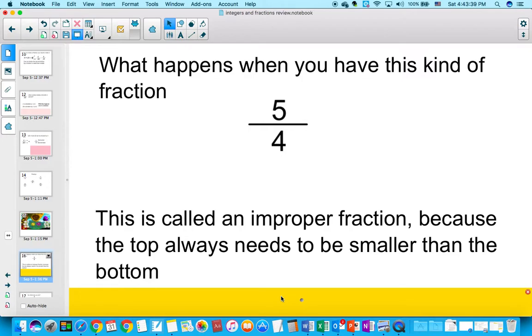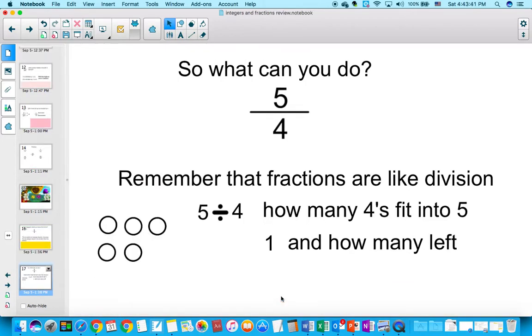So we fix it. How do we do that? Well, remember that fractions are division, right? 5 divided by 4. What it's saying is, how many 4s fit into 5? Well, 1, right? 4 fits into 5 one time. Well, how much do we have left? So I have 5, and I'm dividing it into 4 parts, right?